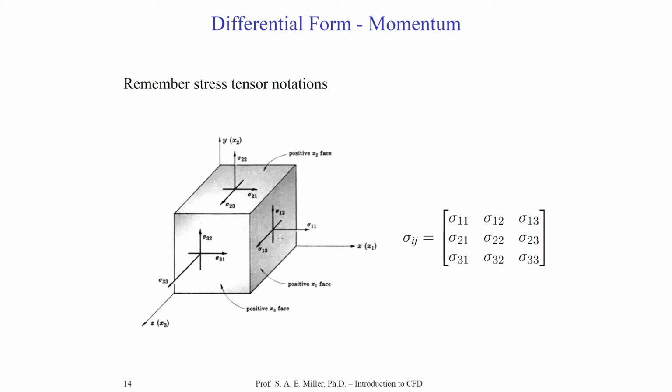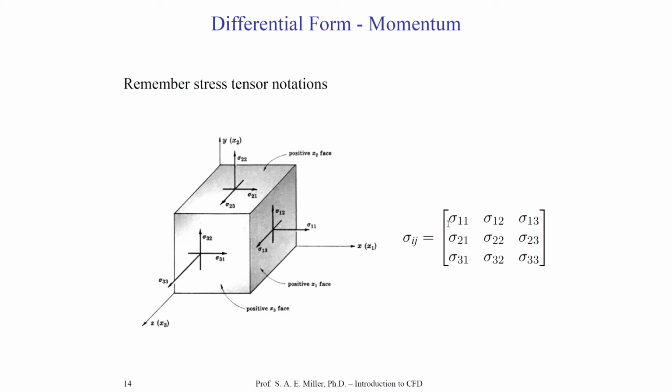Anyway, on the x face surface, we'll have a particular stress, sigma 1,1, and then the transverse stresses will be sigma 1,2 in the y-x direction, and sigma 1,3 in the z-x direction. We'll have corresponding stresses on each side. We can write this as the tensor on the right-hand side. You'll notice the diagonal terms of the stress tensor are the normal stresses. The ones on the off-diagonal terms are, of course, the shear stresses.